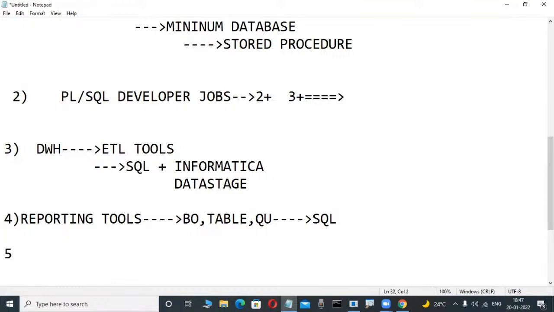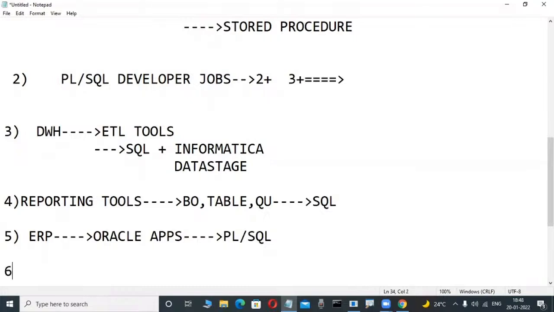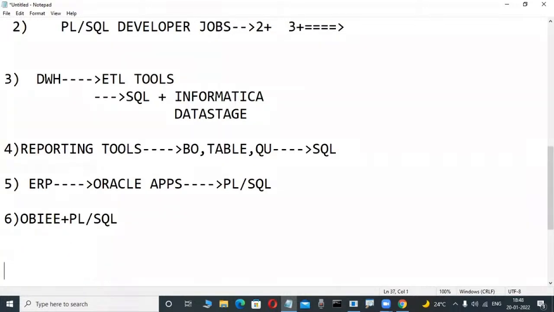Again, suppose some programmers are interested in the ERP side. Oracle Apps is an ERP, same like SAP. Oracle Applications 11i is there. For these persons, very good knowledge is required in PLSQL. Those persons also are learning these courses. Again, OBI programmers are there. OBI is a product, and with PLSQL jobs are there. Those persons also are learning like that. These courses again, that's what different persons.